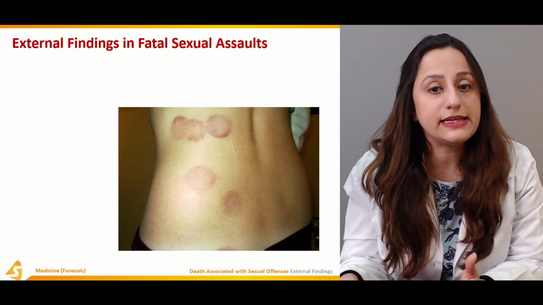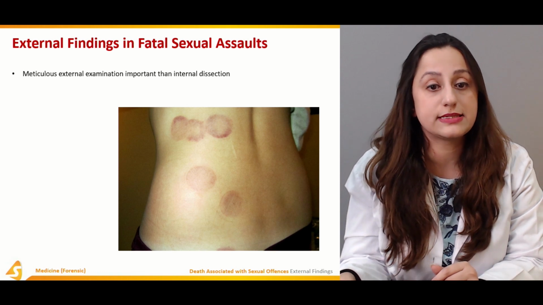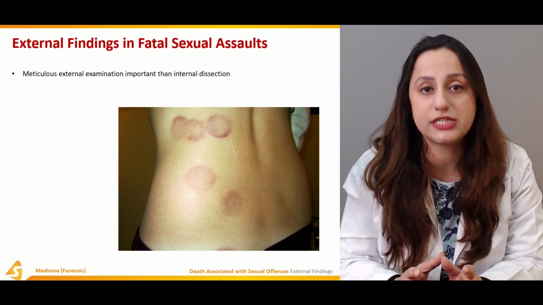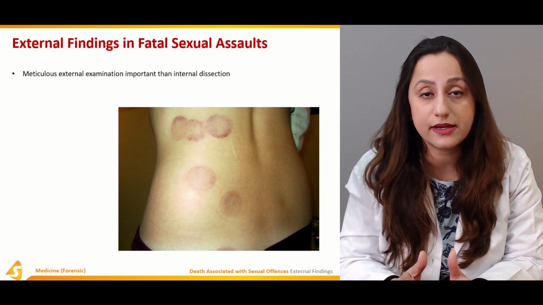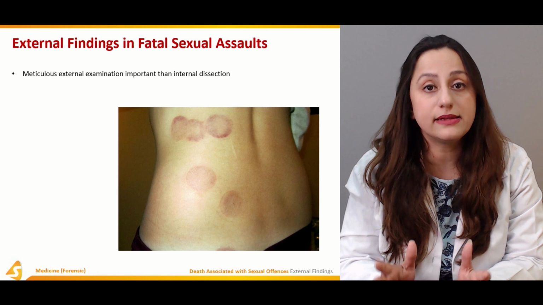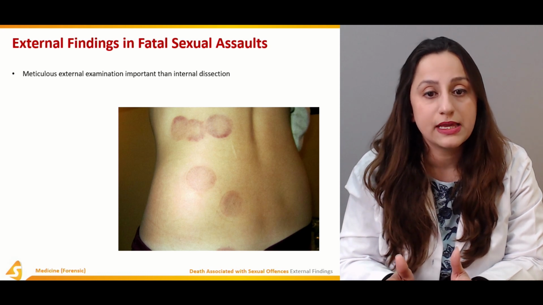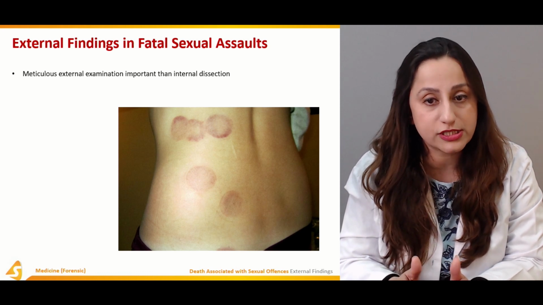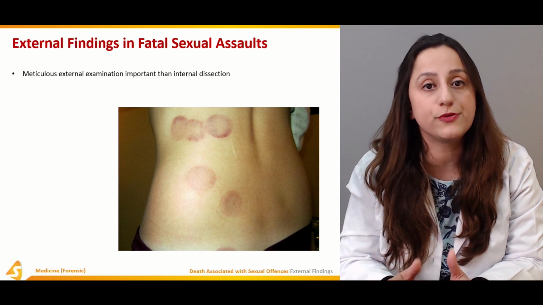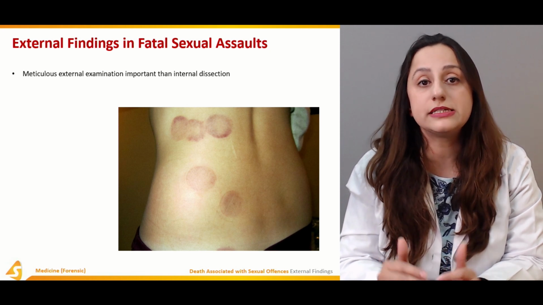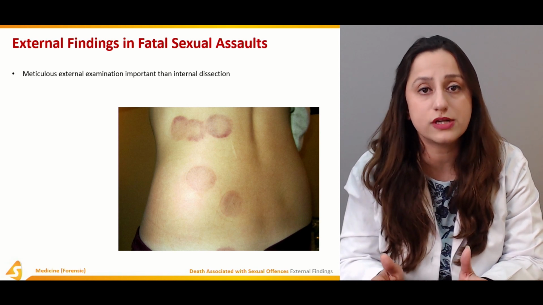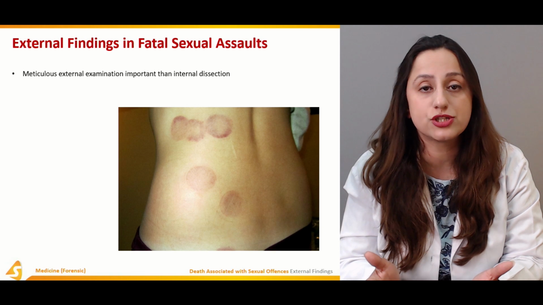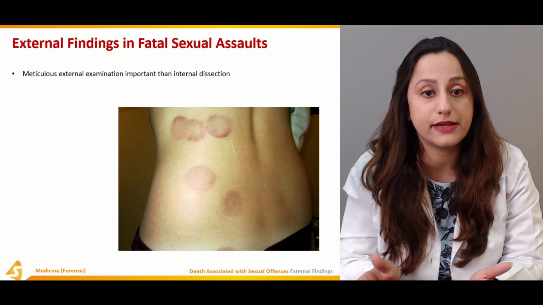Now, the external findings in fatal sexual assault are very important. We have to be very meticulous whenever we are documenting such a case, because it is going to be there in documented detail and it has its legal significance. The external examination is very important, and we have to do that very carefully before we start off with the internal dissection if the autopsy is performed. In a living person, of course, the external examination is the only examination that is going to be carried out.